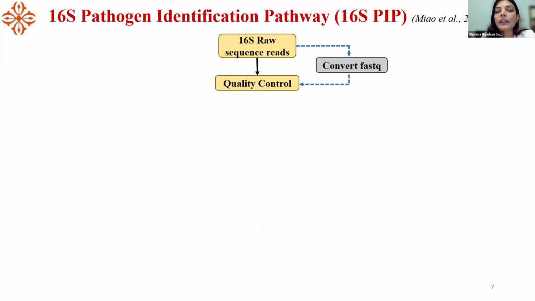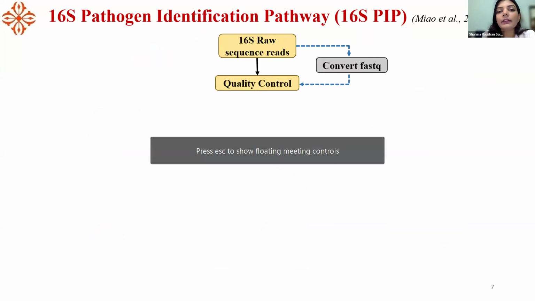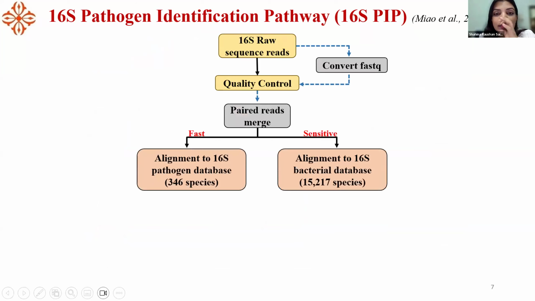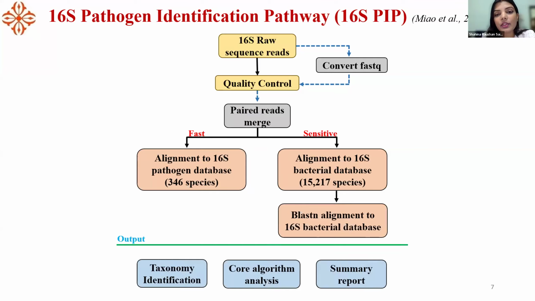To identify the pathogens, we used the 16S pathogen identification pathway. Here we deposited our sequences in a database where about 15,000 pathogen sequences are already uploaded. It compares the sequences with those present in our samples, and then we get the pathogens that are present in our air samples.